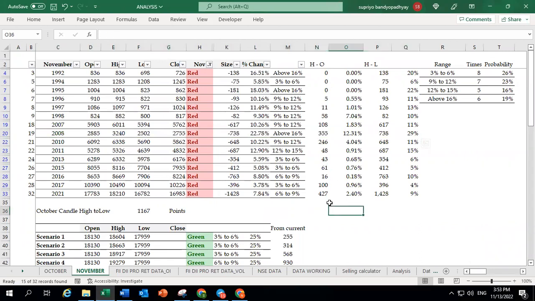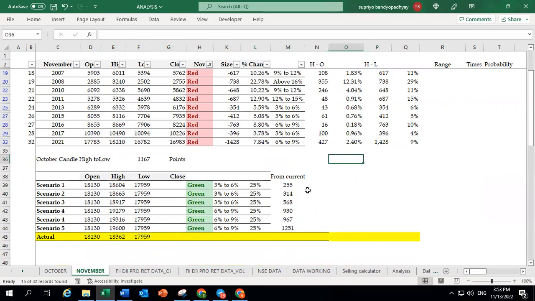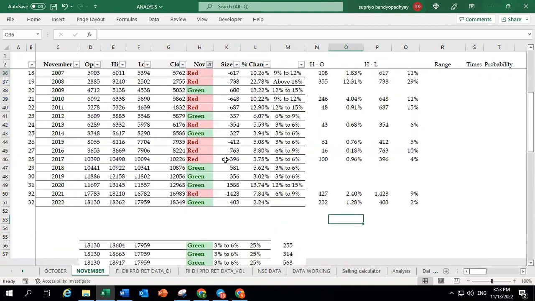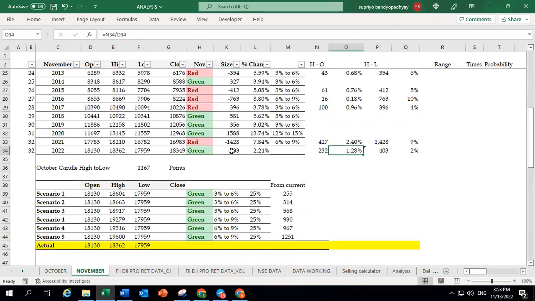Now, we have already moved 1.28%, that is 403 points. Remember this point. For the market to become red, from the current level, which is 18,349, it has to come down below 17,959. So the market has to come down 300 or 400 points and go below that for November to become red, which I don't think is a good probability.